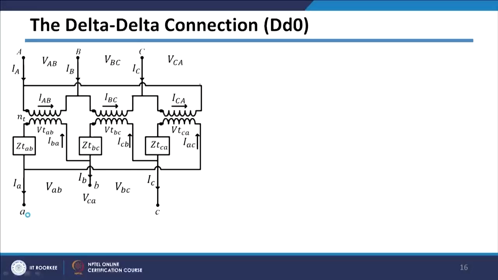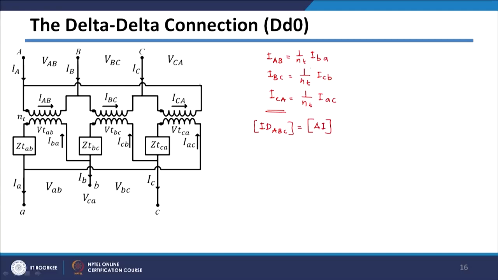To get C and D parameter, we have to take the current relations into account. So, in this case I can write IAB will be equal to 1 by NT into IBA, IBC will be equal to 1 by NT into ICB, ICA will be equal to 1 by NT into IAC, and if you write them in short form, these are nothing but your delta currents. So ID capital ABC is equal to, this will form your AI matrix because this will be considered as the diagonal entries of AI matrix, and then these are nothing but ID ABC, which are delta phase currents in secondary winding.